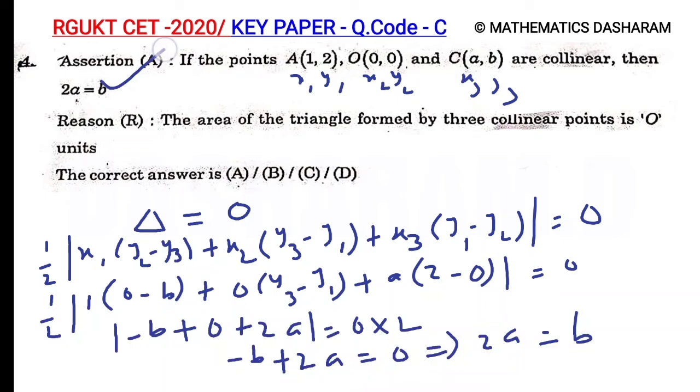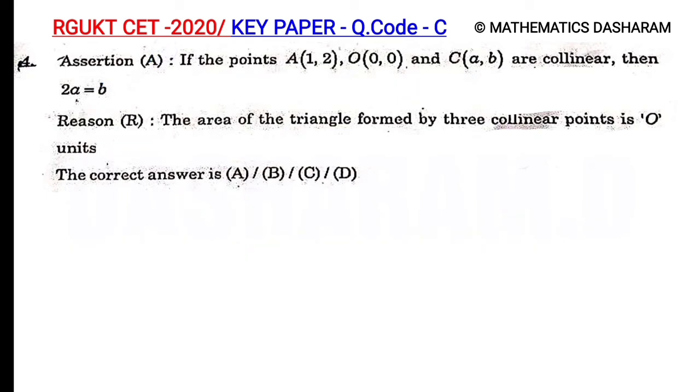So the assertion is true. Next, the reason: the area of a triangle formed by 3 collinear points is 0 units. The reason is also true, because collinear points are nothing but 3 or more points that lie on the same line. Those points are called collinear points. So when you form a triangle with 3 collinear points, the area will definitely become 0 units. So then which option is correct here?